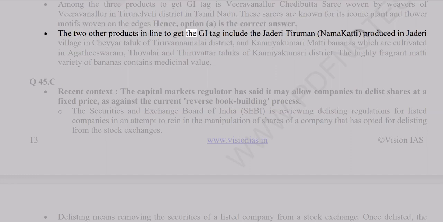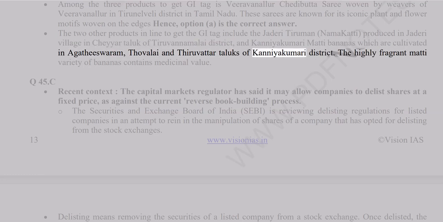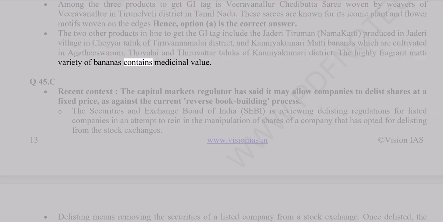The 2 other products in line to get the GI tag include the Jadaru Tharuman Namakatti, produced in Jadaru village in Cheyyar taluk of Tiruvannamalai district, and Kanyakumari Matti bananas, which are cultivated in Agastheeswaram, Thovalai and Thiruvattar taluks of Kanyakumari district. The highly fragrant Matti variety of bananas contains medicinal value.